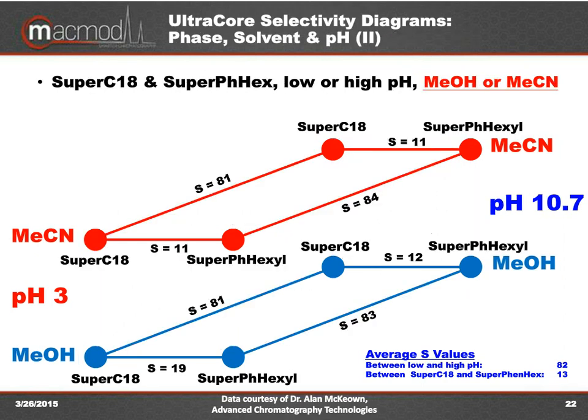Looking at it in another plane, you have in the upper plane the red filled-in circles, the two different phases in acetonitrile. In the bottom plane, the trapezoid, you have methanol in the blue circles, and you can see the big changes for both phases, moving from low pH to high pH in either acetonitrile or methanol. Here, the average S value switching between low and high pH is 82, and between the super C18 and the super phenylhexyl, it's 13.